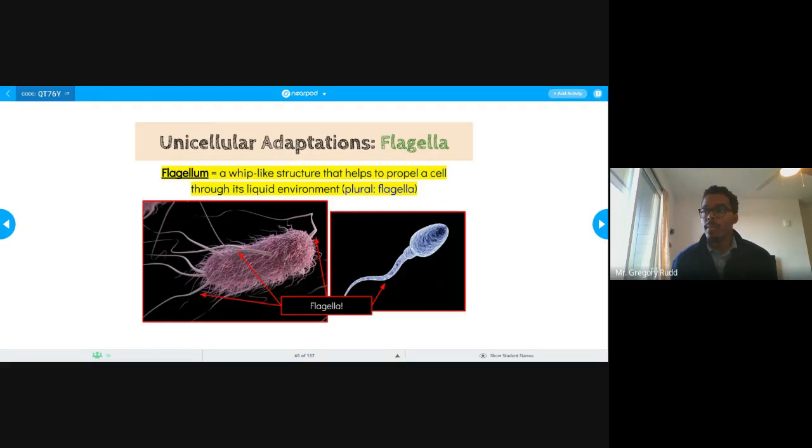These are whip-like structures that help to propel a cell through its liquid environment. Some organisms have multiple flagella, and some cells have only one flagellum, for example, the sperm cell. All healthy sperm cells have one flagellum, and it helps them to move towards the egg. That organism on the left looks like 1, 2, 3, 4, 5, 6, 7, 8 flagella.